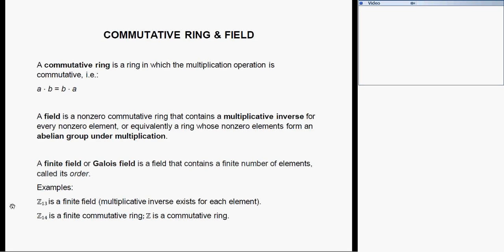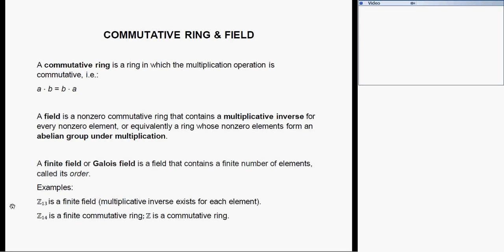Why is Z13 a finite field and Z14 not a field? In the case of Z14, the multiplicative inverse is not defined for all elements from 0 to 13. That's why. If you remember the extended Euclidean algorithm to find the modular inverse, the condition is that the two numbers have to be co-prime. If they are not co-prime, and in the case of 14 we'll have those situations, then we will not have a multiplicative inverse for those elements.